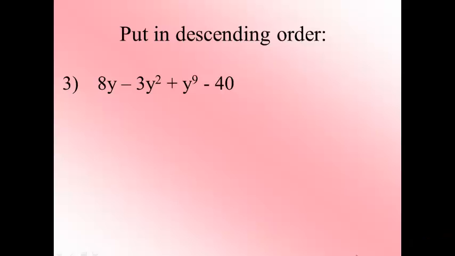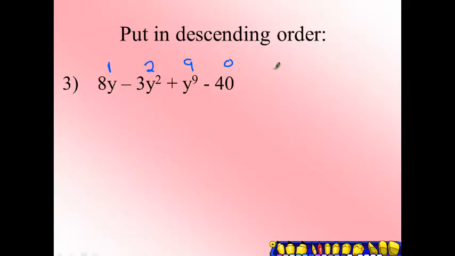Let's have our last example. Let's put this polynomial in descending order. So the degree of the first term is 1, the degree of the second term is 2, the degree of the third term is 9, and the degree of the last term is 0. Remember that for any constant term, the degree will be equal to 0. So we are going to start with positive y^9, followed by negative 3y^2, and then positive 8y, and then minus 4.